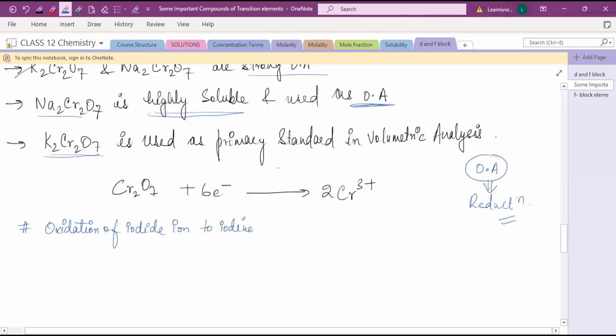Okay, no issue. See, if I say reduction, what does this mean? It means it will gain electrons. So its oxidation state will what? If we are saying gain of electrons, it means the oxidation state will decrease. Right? Now, who will tell me, in this Cr2O7, what is the oxidation state of chromium? What is the oxidation state of chromium here? This is 2 minus. Yeah.